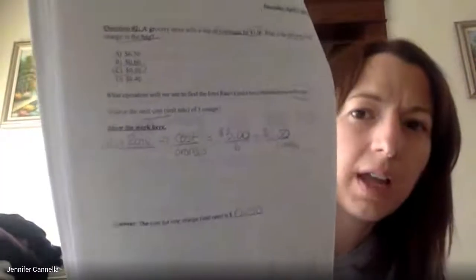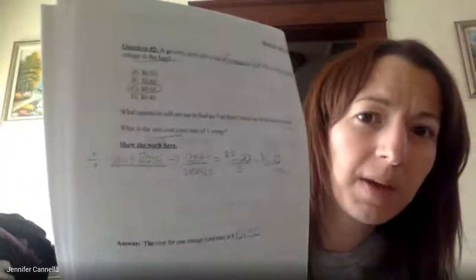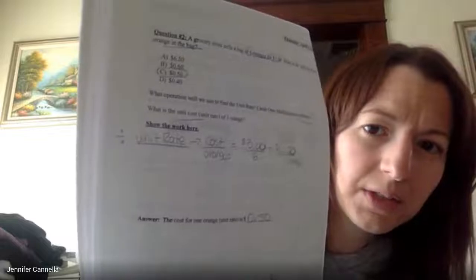I'm going to actually just quickly go over what you should have had for the back, and then you guys are going to take it away. So on the back here, it says that there are 6 oranges for $3. So to find the unit rate, I got to divide the cost by the number of oranges, which gives me 50 cents. So each orange is 50 cents. So the answer would be choice C.